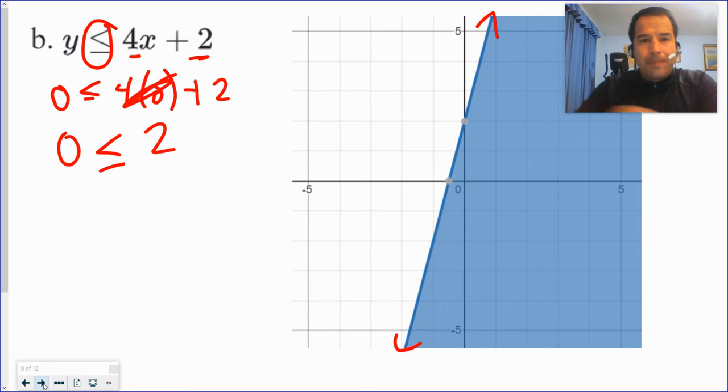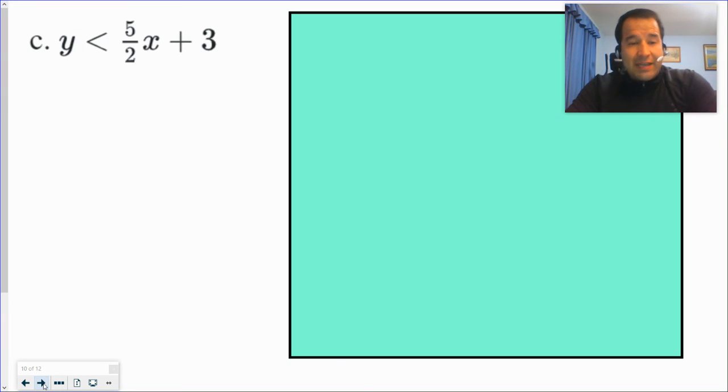How about this one? y is less than 5 halves x plus 3. Please pause it, graph it, do the boundary, shade the side. Okay, you done? If you're not, pause it, do it. Come on, do it, please, okay?